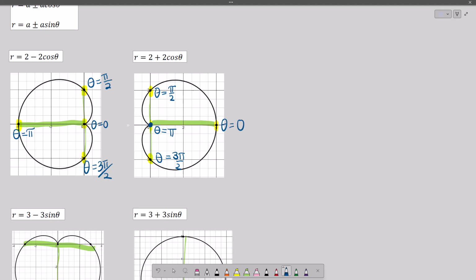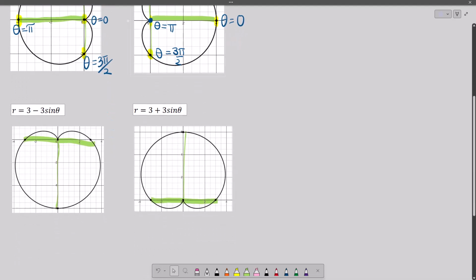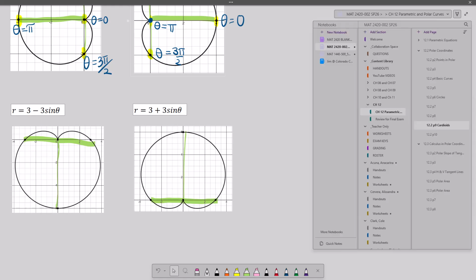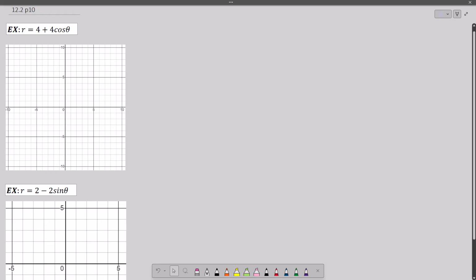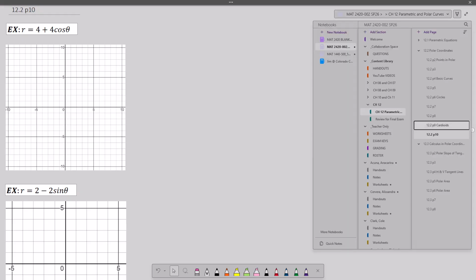So those will be our 4 points, then we connect the dots. And similar for these. Same idea. I can't really remember. Let me just see what I put over here. Yeah, let's go. So you have these ones to look at. I'm not going to go through the points right this second.